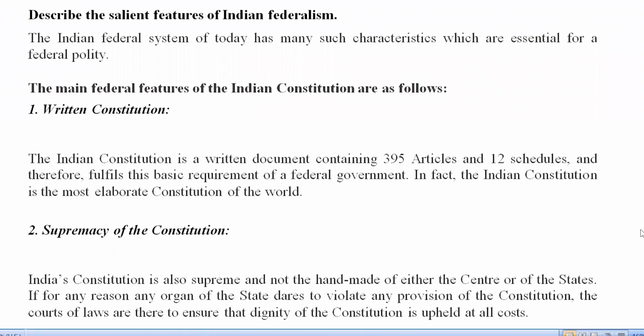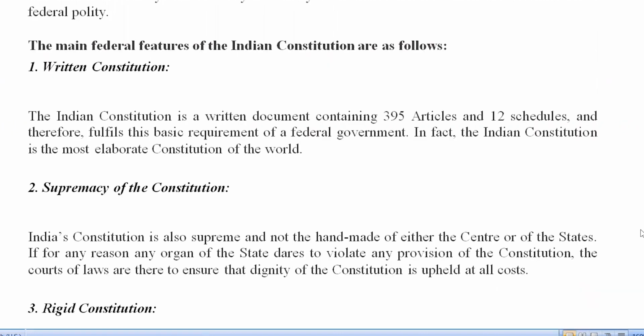The Indian Constitution is a written document containing, now, more than 400 articles and 12 schedules, and therefore fulfills this basic requirement of a federal government. In fact, the Indian Constitution is the most elaborate constitution of the world.